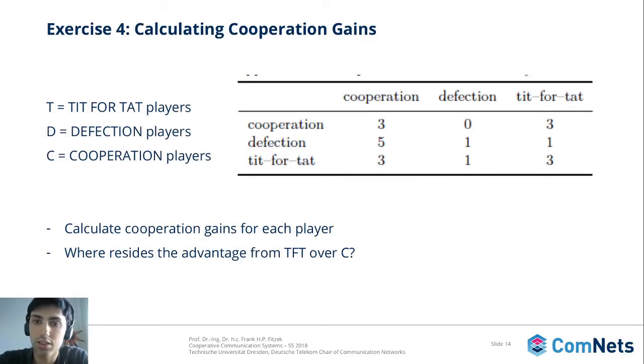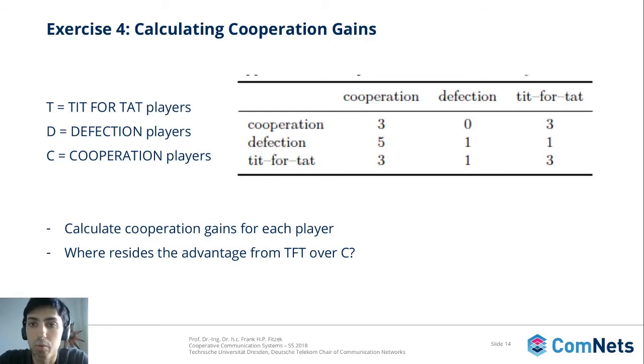Cooperation with defection, the number of points cooperation gets is 0. If it encounters tit for tat, it's going to be 3. Then defection with cooperation, 5, because it's the temptation. Then defection with defection, they both defect, so they get 1 point each. And defection with tit for tat, in the first round the defection will get 5 points, but then tit for tat will always copy the other strategy, so it will get 1.